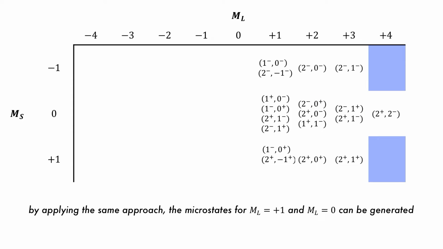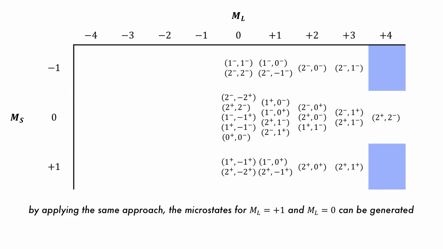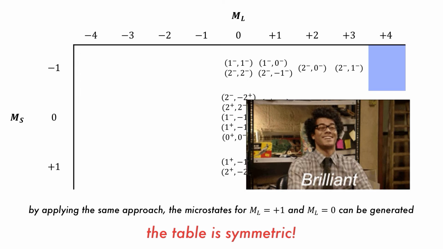Continuing in this vein, we can generate the states for ML as +1, and then for ML as 0. Since the table is symmetric, we've completed the hard part.